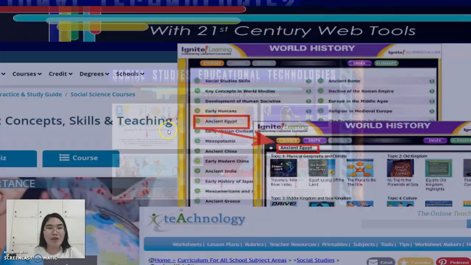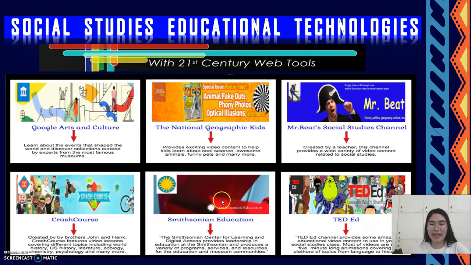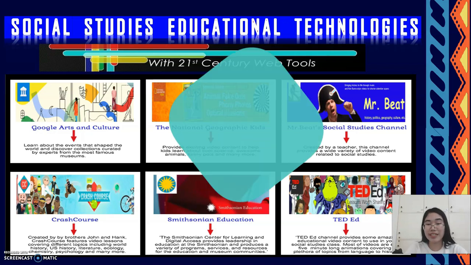Free. And of course, we have the 21st century web tools, like for instance, the Google Arts and Culture, the National Geographic Kids, Mr. Beat's Social Studies Channel, Crash Course, Smithsonian Education, and TEDx. So these are the samples of the free websites that we could use in teaching social studies instruction. And of course, in my part, I also have my own YouTube channel for uploading my video presentation of a specific discussion of a certain topic.